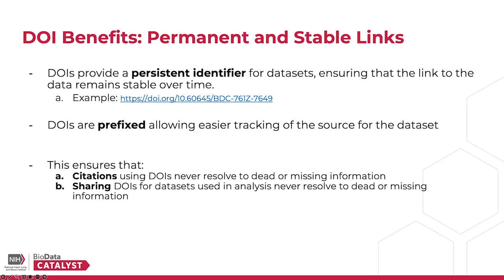And it will always point to the data set that the researcher cited in their paper or sent to their colleague. DOIs are also prefixed, allowing for the easier tracking of that data set source. So we have the BDC prefix here. This makes it easy for us to realize if a data set came out of BDC or not. And then, like I said, this ensures that these citations using DOIs never result in dead or missing information. When you share that DOI for a data set that you use in an analysis, it won't result in dead or missing information, especially if you send it to a colleague and it takes them a couple of weeks to get back to you. That DOI will always resolve to that data set.